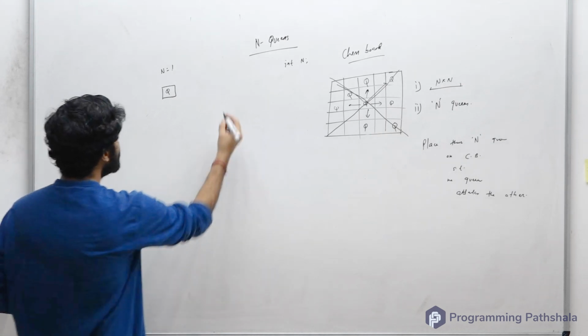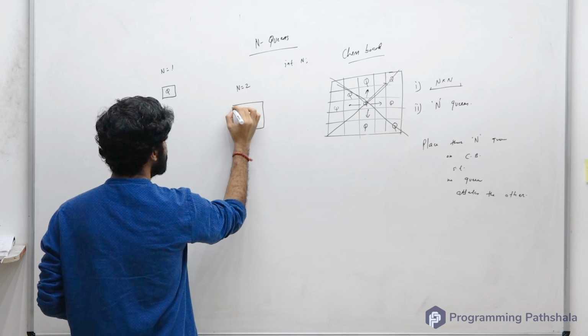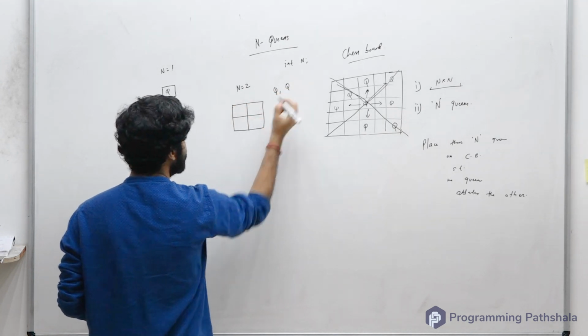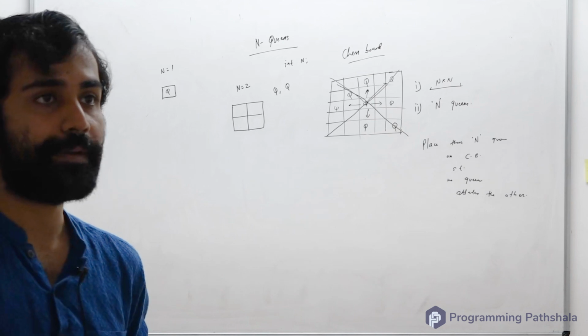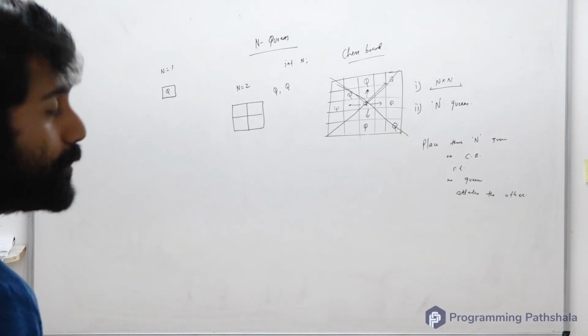Okay. How about n equals to 2? N equals to 2 means that my chessboard is of size 2 cross 2 and I have got 2 queens with me. Can you place these 2 queens such that there is no attack? So you will realize that there is no way.